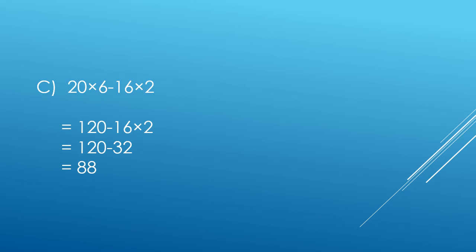Okay. Now come back to the question. 120 minus 16 times 2 is 32. Now we subtract 120 and 32. So after subtracting, we get our answer, which is equal to 88. So 88 is the answer of this given numeric expression.